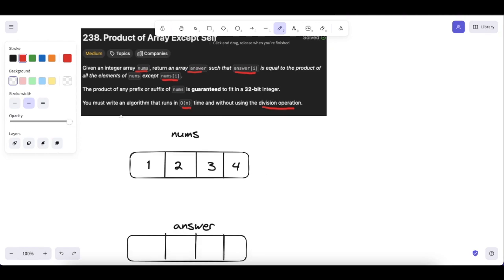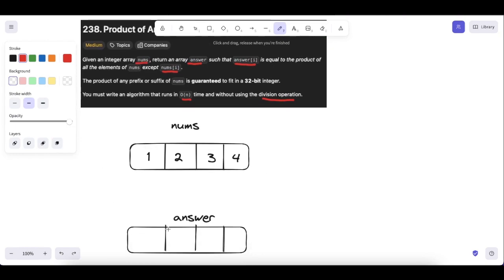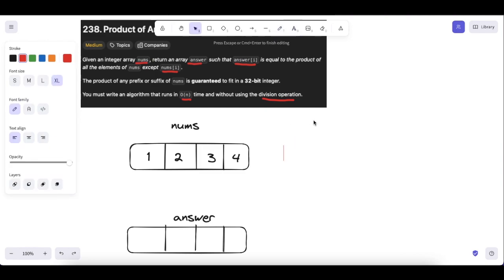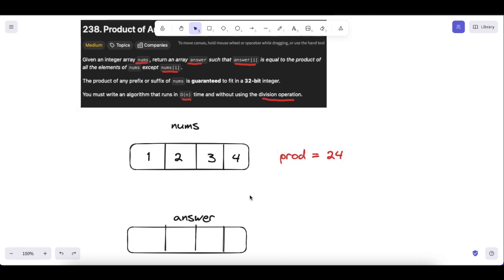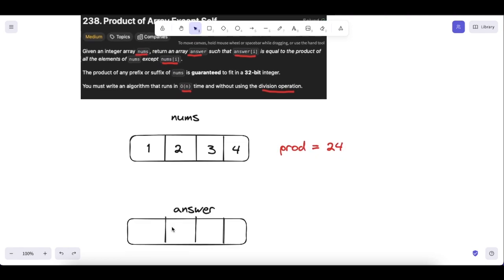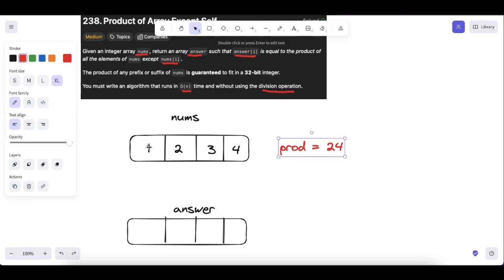In fact, say we have this nums array, and we want to return an answer array. What we could do is start off by finding the product of all the numbers in nums. So we would have 1 times 2 times 3 times 4. And so we know that the product of all these numbers would be 24. Then, in order to fill out our answer array, what we would do is simply divide this product by each number in the nums array.